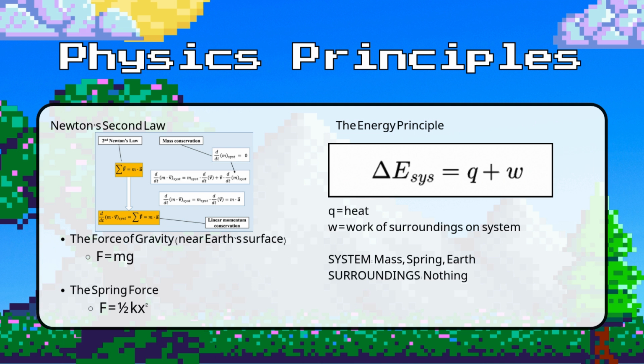To calculate the spring force, we take 1/2 times the spring constant times displacement squared from equilibrium. And then to calculate the energy principle, we say that the change in energy of the system is equal to the work done on the system by the surroundings and a heat calculation. What's relevant to our experiment is the system is the mass, the spring, and the Earth, and the surroundings are negligible. There should be nothing in our surroundings.